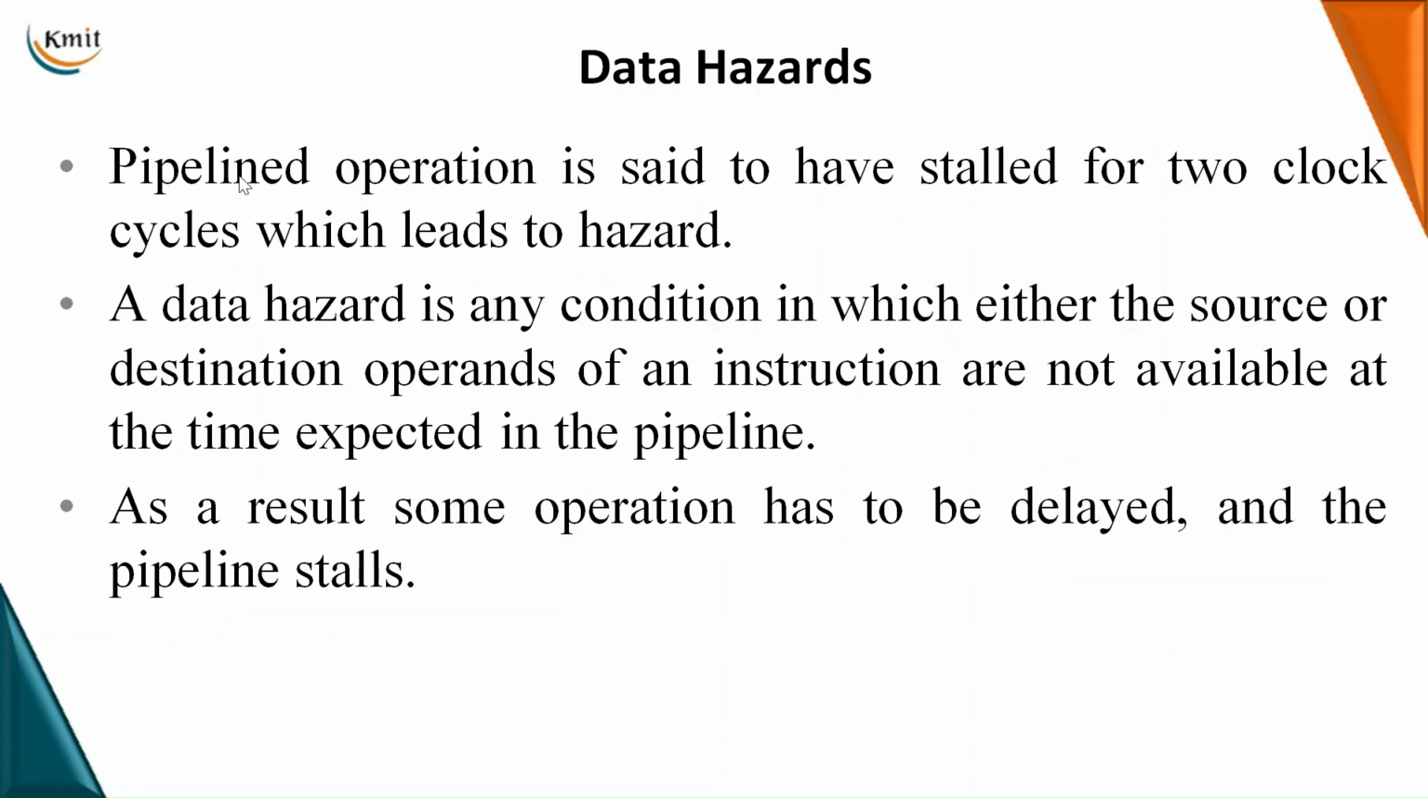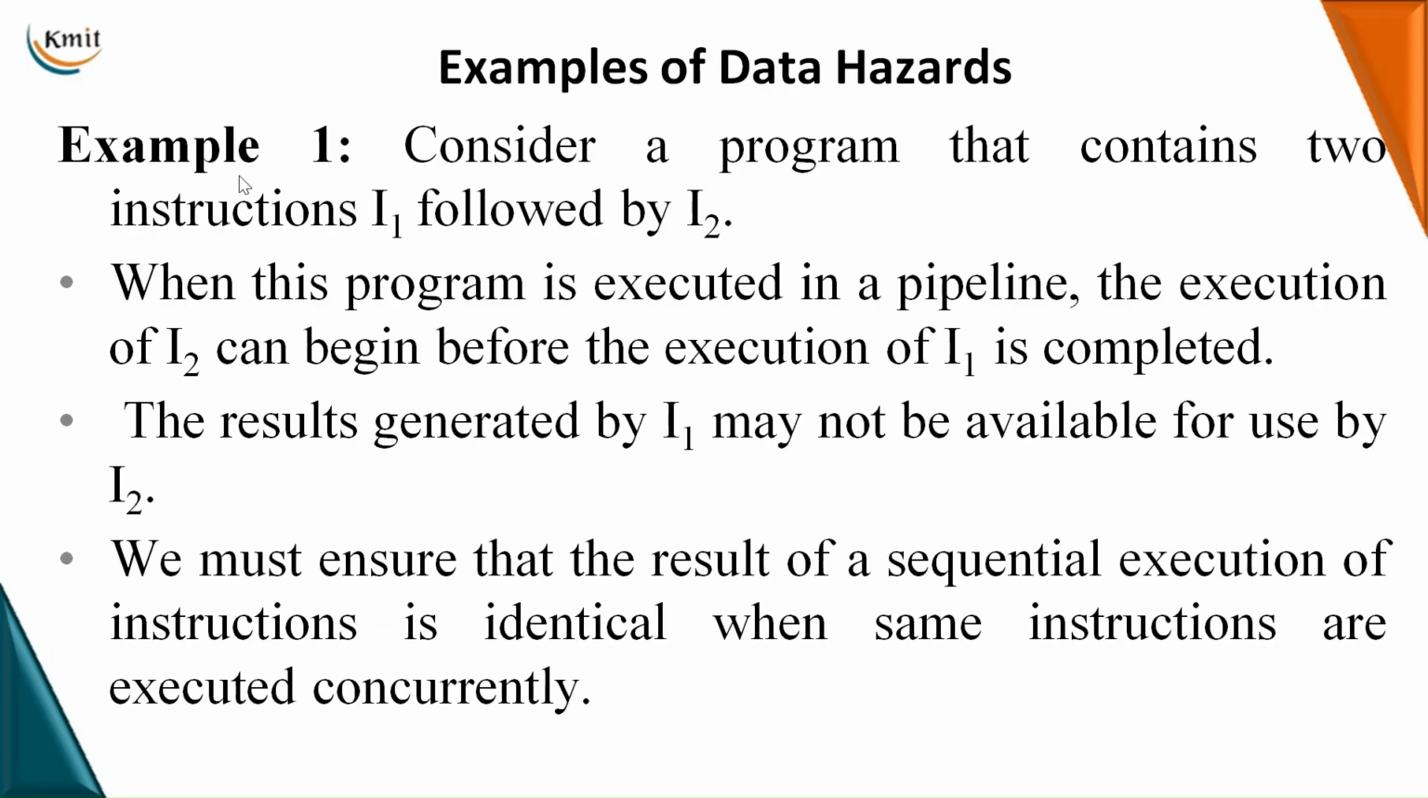A data hazard is any condition in which either the source or the destination operands of an instruction are not available at the time expected in the pipeline. As a result, some operation has to be delayed, and the pipeline stalls. Now let us take an example of data hazard situations. Consider a program that contains 2 instructions, I1 and I2. When this program is executed in the pipeline, the execution of I2 can begin before the execution of I1 is completed.